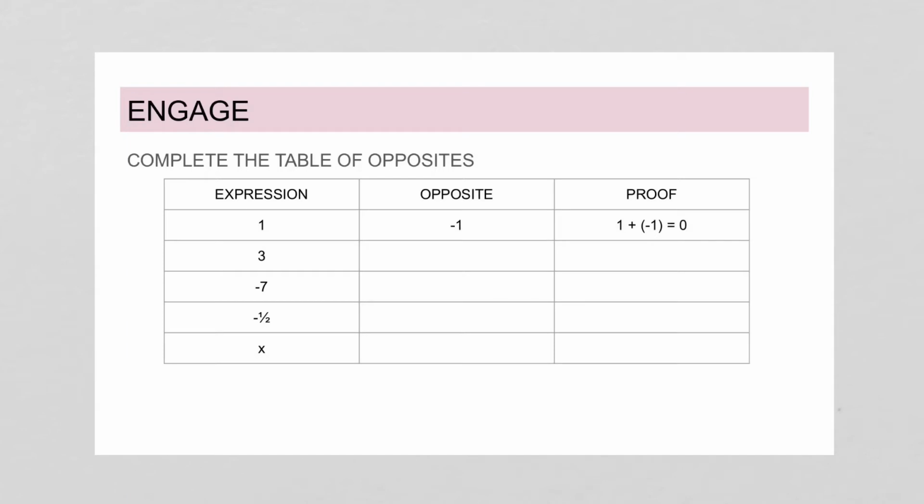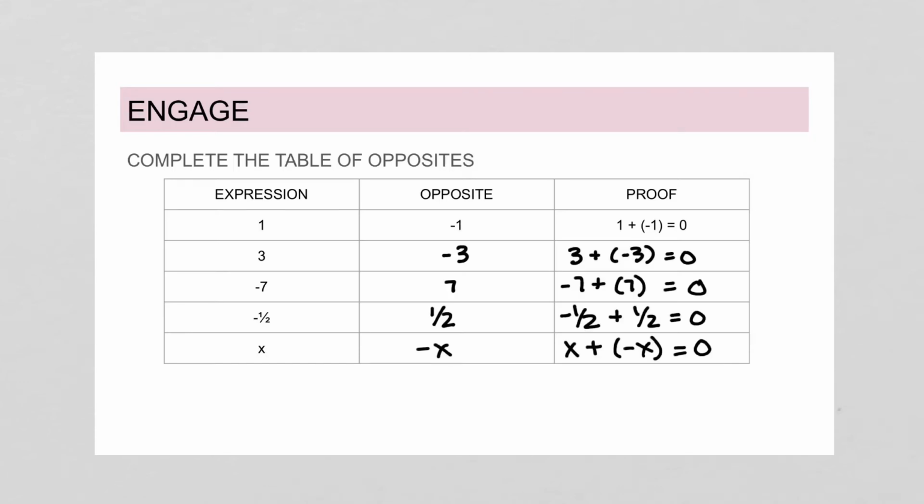If you're on Edpuzzle, I will have prompted you to fill out the chart, asking some questions. I'm going to show you what it should look like when it's all finished, so that we can check our work. We see that the opposite of 3 is -3. The opposite of -7 is +7. The opposite of -1/2 is +1/2. And the opposite of x would be -x.